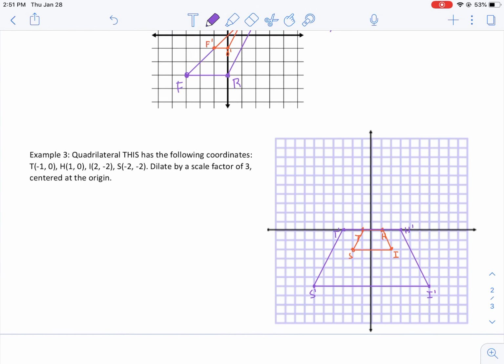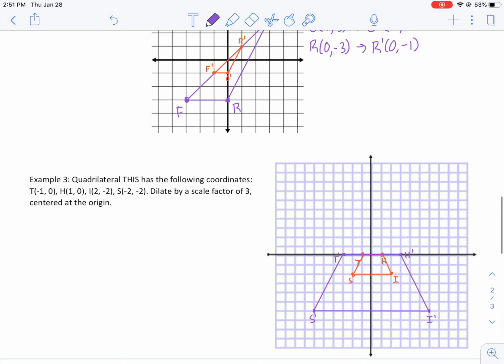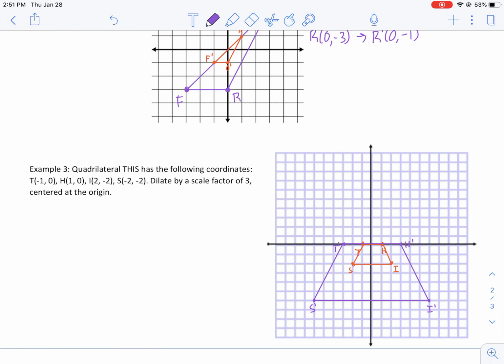So this is dilations. Go ahead and try the practice, all right? It's pretty much just similar to what we did here. If you have any questions, let me know, and have a great day.